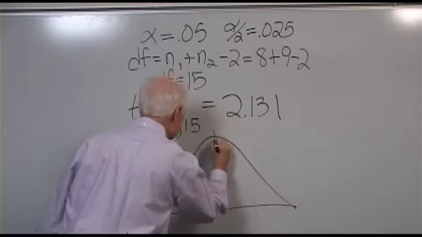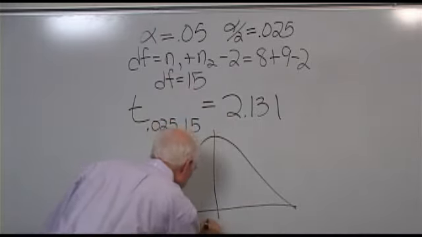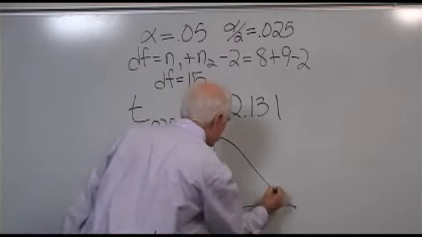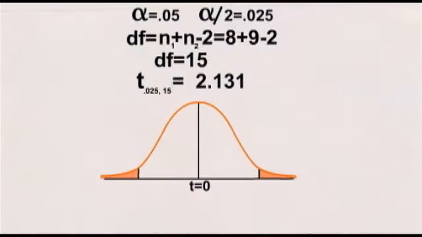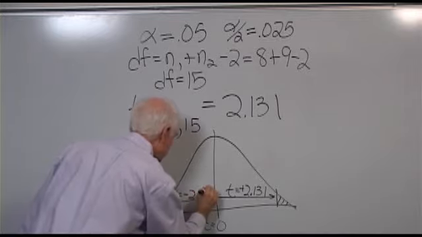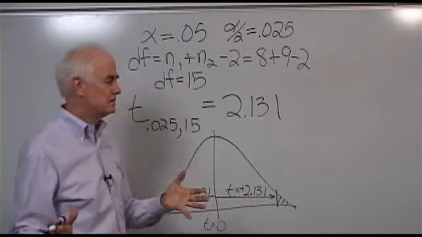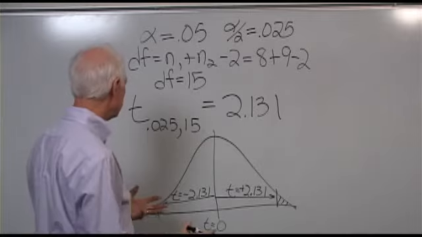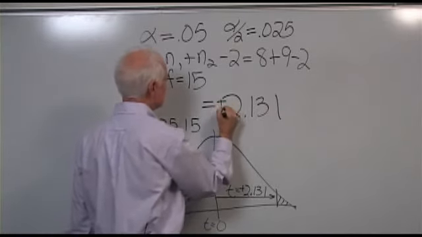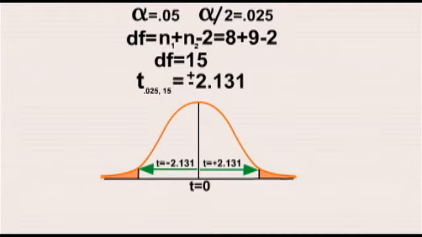So if we draw that in a graph, the graph of the t-distribution with the mean t in the middle being 0, our critical values on our two-tailed test are a t of plus 2.131 and a t of minus 2.131. Because we're doing a two-tailed test and we have to consider either end or either tail of the distribution, our critical value is actually plus or minus 2.131.